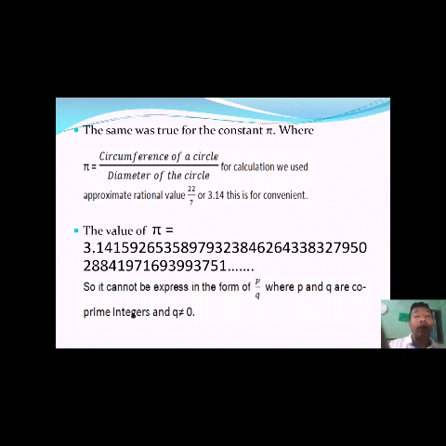The value of pi in decimal form is equal to 3.1459263 and so on. So it cannot be expressed in the form of p by q, where p and q are co-prime integers and q not equal to 0.